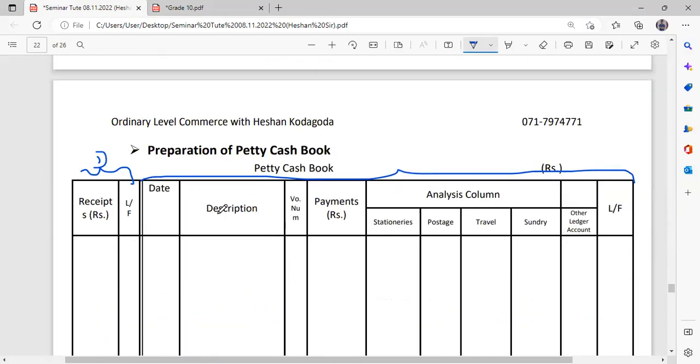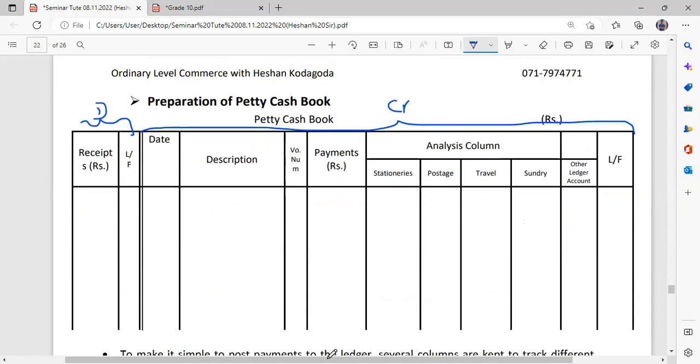This is also considered a cash book, and it also performs a dual function, which means as a ledger account as well as a prime entry book. Now we can identify the debit side and credit side, but the credit side is much bigger than the debit side, right? Because we need to do analysis also.